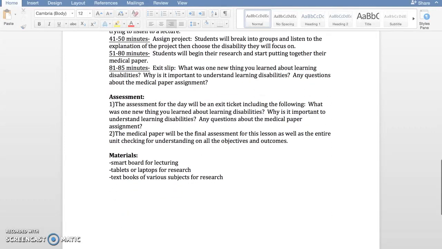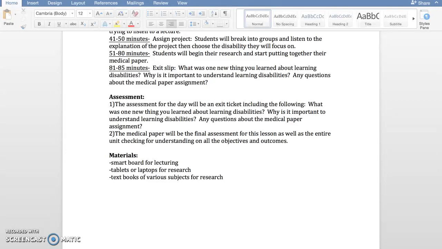Two assessments that I'll be doing will be looking at their exit ticket, hopefully seeing that there's positive feedback about learning disabilities. And then the second assessment will be the medical paper, which will be due a couple days later, and they'll share with the class, talking about hopefully what they learned about genetics and also the importance of understanding learning disabilities.